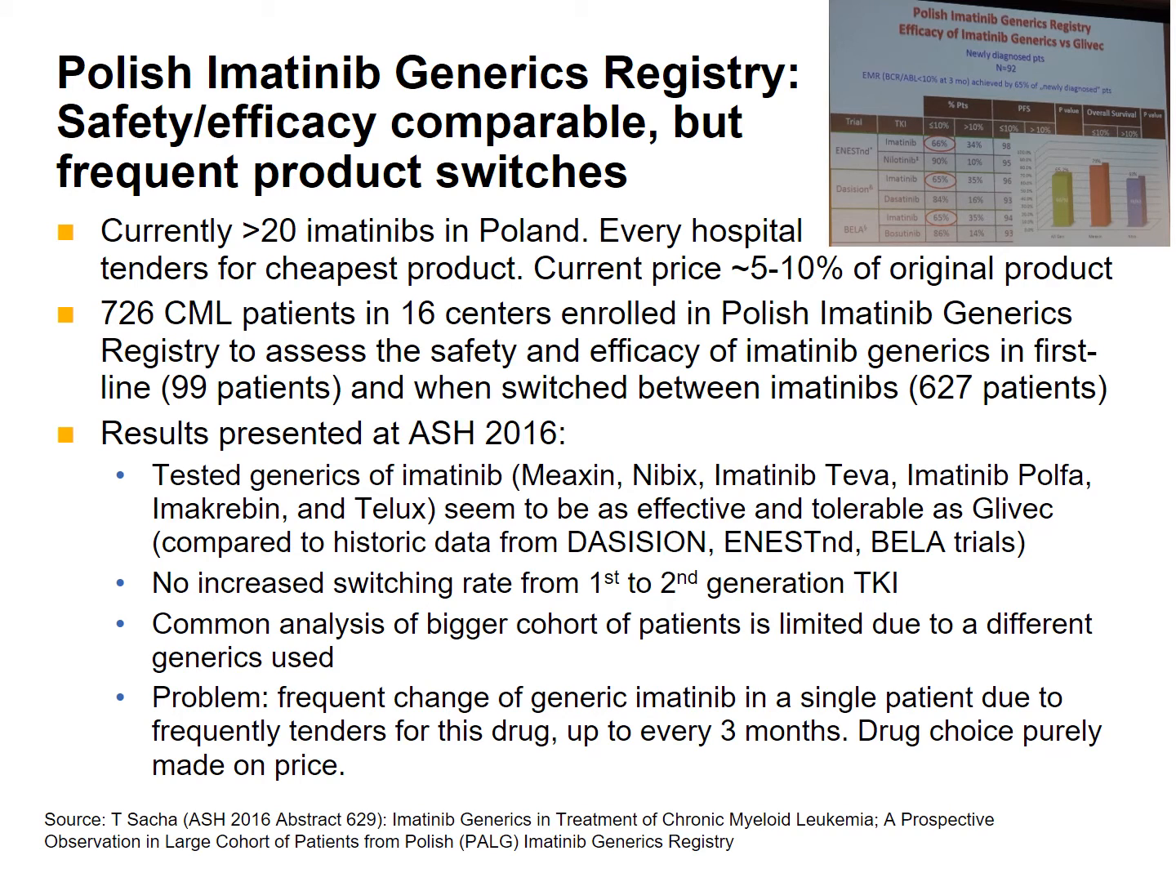And of course, the analysis is at the moment limited because different generics are being used, because the tenders are ongoing and there's a frequent change. And this was highlighted as one of the main problems. There's a frequent change of generic imatinibs in a single patient due to frequent tenders for imatinib. So some patients are switched between products every 3 months. The drug choice of the hospital is purely made on price. As it was reported, there are no other criteria being applied to approved imatinibs except the price.